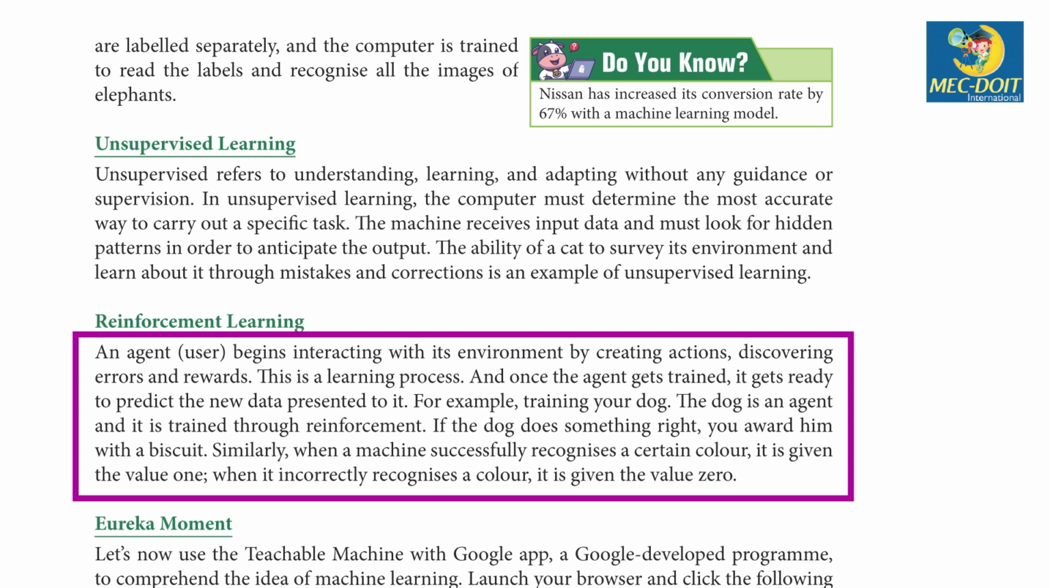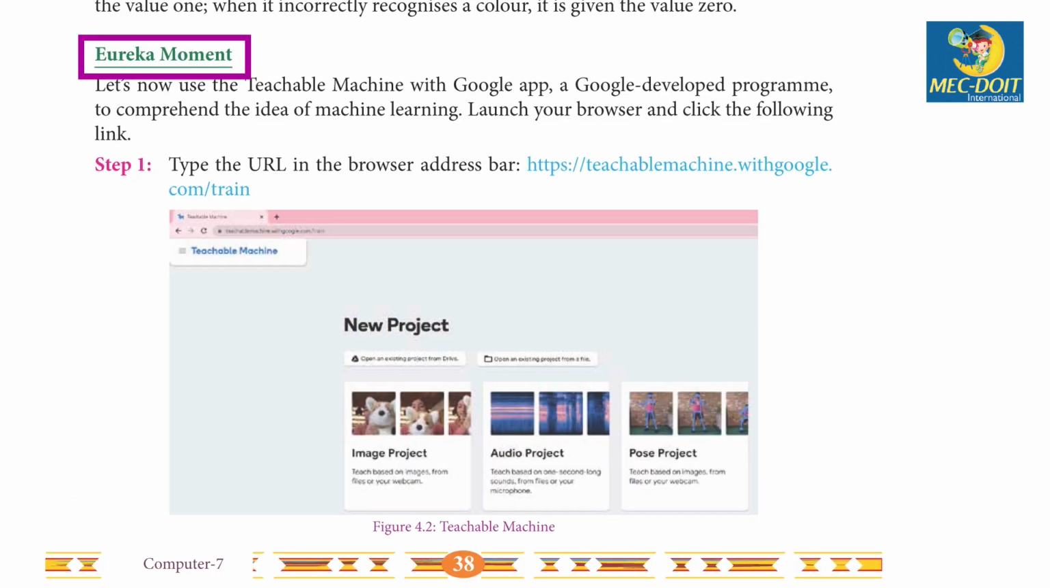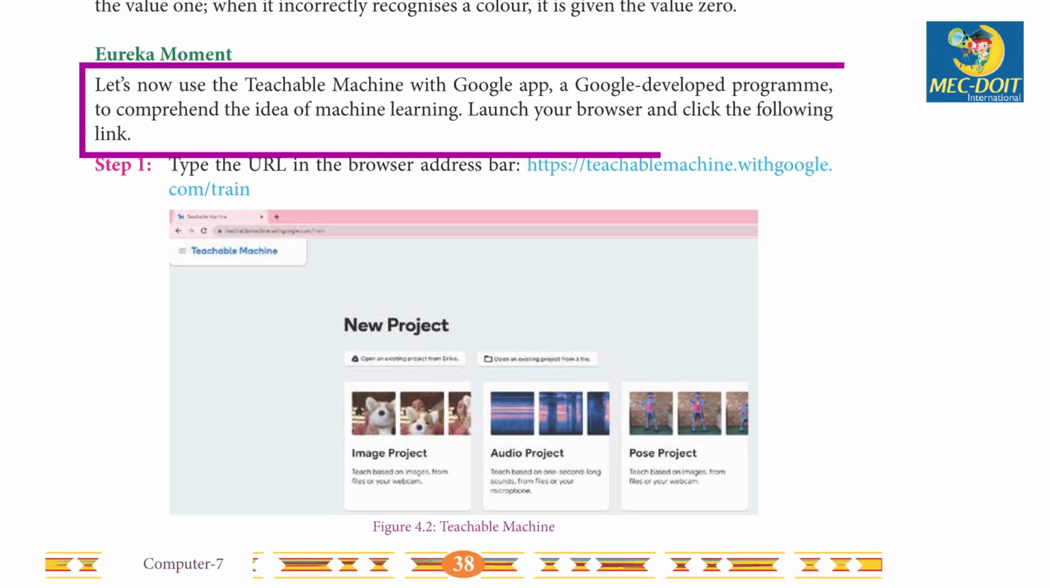If the dog does something right, you reward him with a biscuit. Similarly, when a machine successfully recognizes a certain color, it is given the value 1. When it incorrectly recognizes a color, it is given the value 0. Eureka moment. Let's now use the Teachable Machine with Google app, a Google-developed program to comprehend the idea of machine learning.